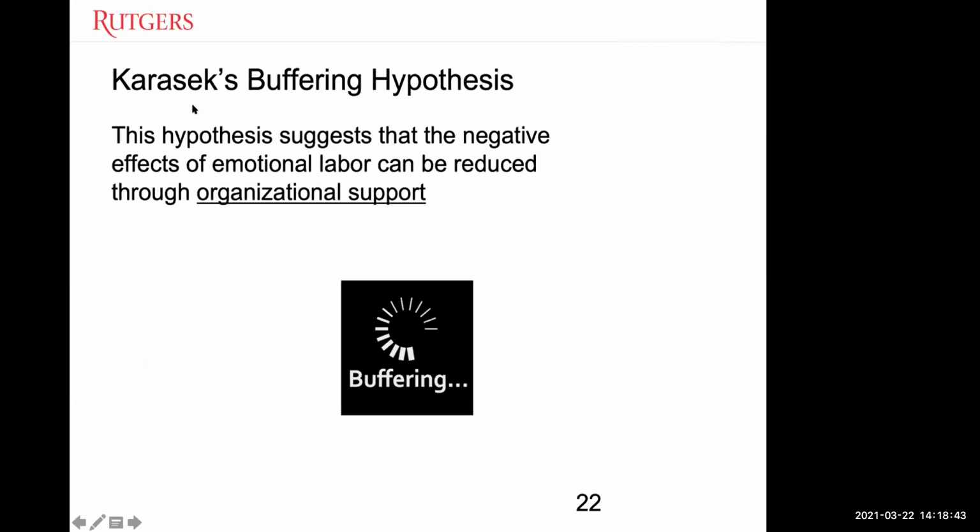But Karasek's model has been studied for 30 years. And there are these huge meta-analyses across the decades. And there's been this buffering hypothesis developed, which says that the negative effects of emotional labor can be reduced through organizational support. And this has been demonstrated repeatedly in the literature. So we can buffer those things that are harming our employees and ourselves.